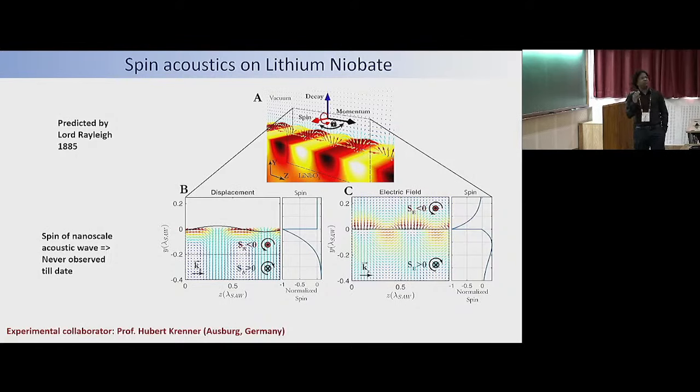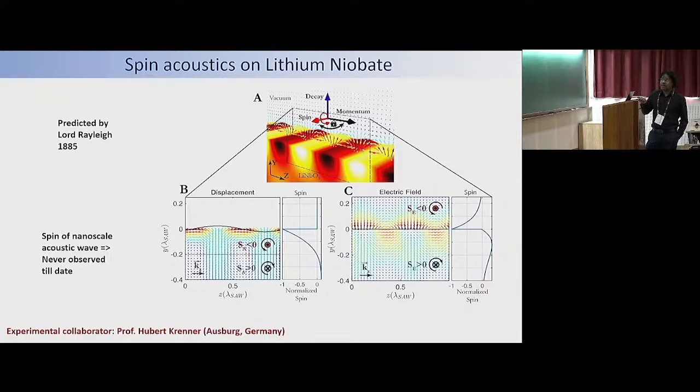Surface acoustic waves themselves do have many industrial applications, but one aspect of a surface acoustic wave, which is the local spin density, was never measured. Think of it this way: this is lithium niobate, this is a substrate, there's vacuum on the other side. The color scheme that you see here, the dark and bright, is really the surface acoustic wave propagating. There are deformations of the lattice. Think of it as a pressure wave, and that deformation is what is shown here with bright and dark.